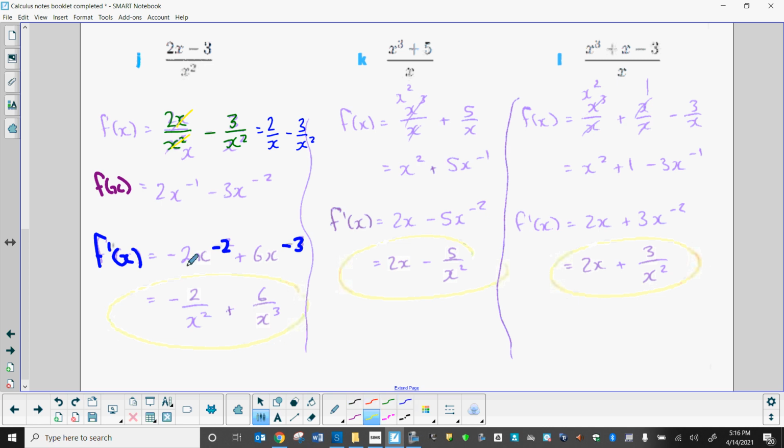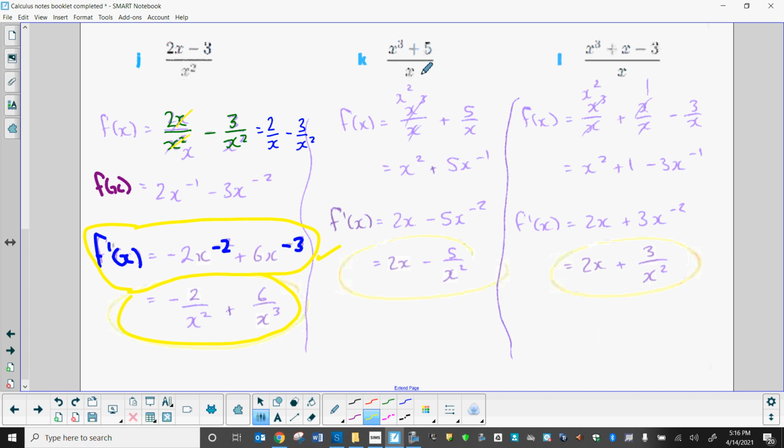So here's the answer. It doesn't say to give the answer with positive indices or no negative indices, so that's okay. If they did want positive indices, you would have negative 2 on the top over x squared plus 6 on the top over x cubed, and that would be it with positive indices.